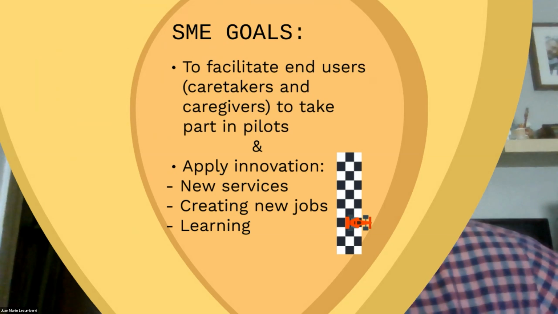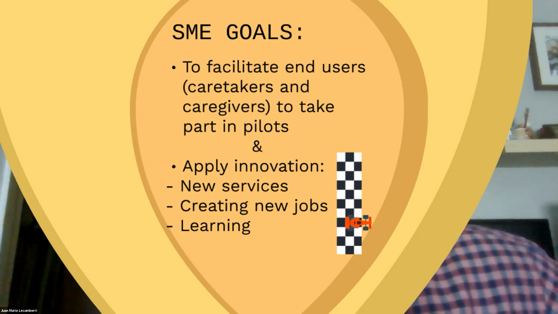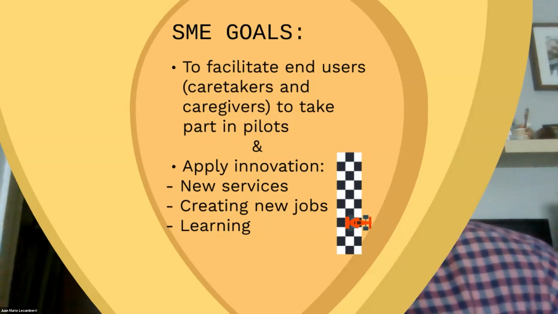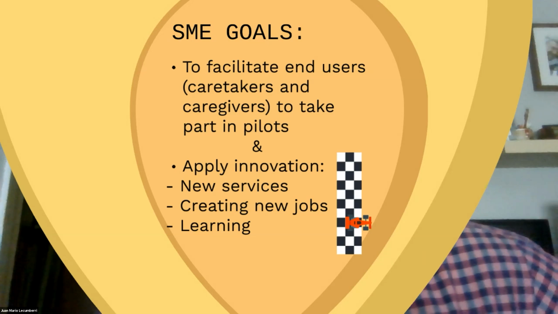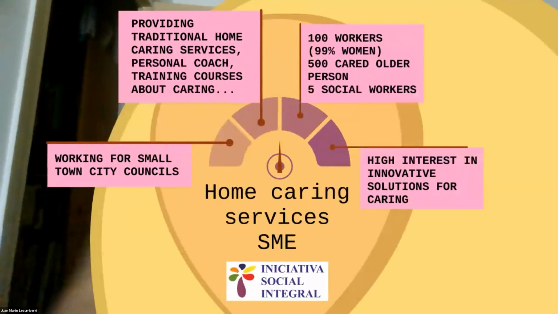But also, from our point of view, we were interested in how to apply innovation, how to create new services, how to create new jobs relating to the IoT AHA solutions, and how we can learn from this process. About that, we must say that as a home caring service, we are working for small town city councils around Valencia. We are not working directly with the Valencia City Council. We provide traditional home caring services such as personal coaching, training courses about caring, and other activities.